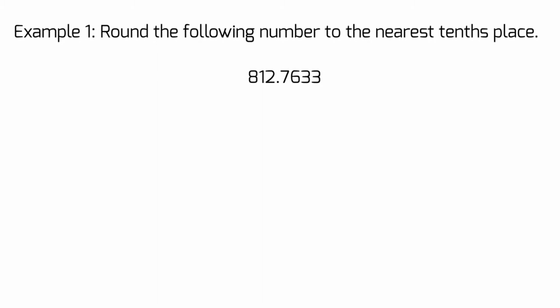Example 1 says, round the following number to the nearest tenth place. So the tenths place has 1 zero, so we're going to one decimal place, or one number after the decimal. Okay, I'm going to zoom in a little bit so that we can see.